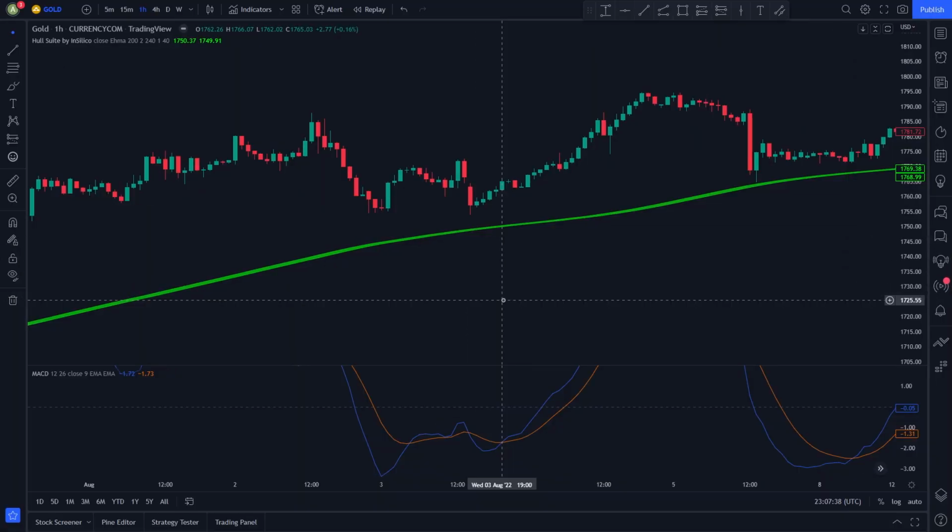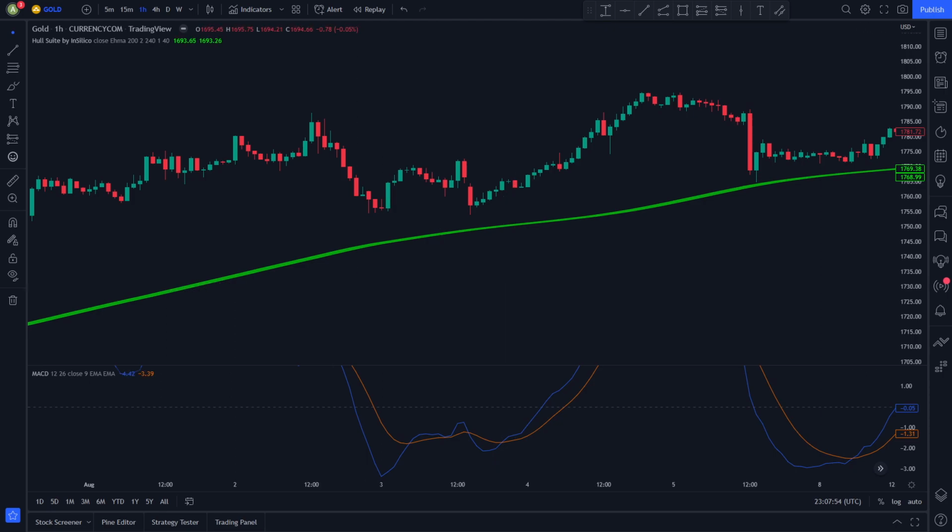We will start with the rules to entering a long position. The first rule, we need the Hull Suite line to be colored in green. Also, we need the price to be trading above it. For the second rule, we need the lines on the MACD indicator to cross each other, and for the blue line to be above the orange line.